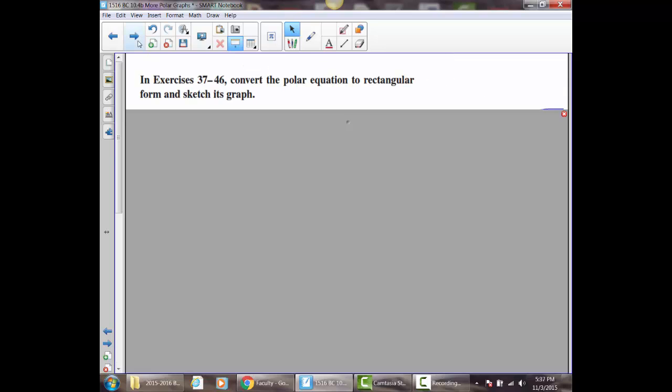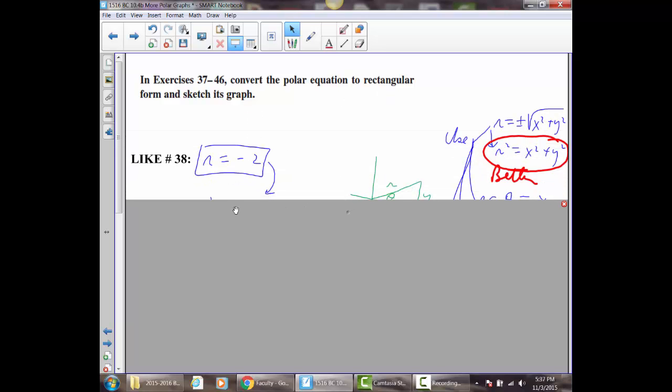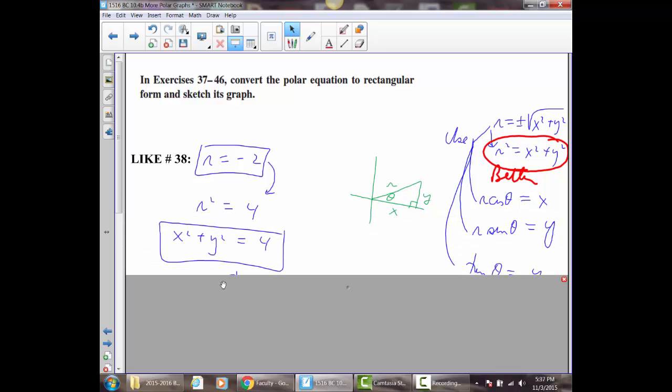It's a landscape. Now we're going to go the reverse, 37 to 46. Now they're going to give you a polar equation and you're going to convert it to rectangular form. Here I would actually convert it to rectangular form and then graph, although in some cases it's easier to graph in polar form. So r equals negative 2. If I square both sides, r squared equals 4. And of course we know that r squared is equal to x squared plus y squared by the Pythagorean theorem.